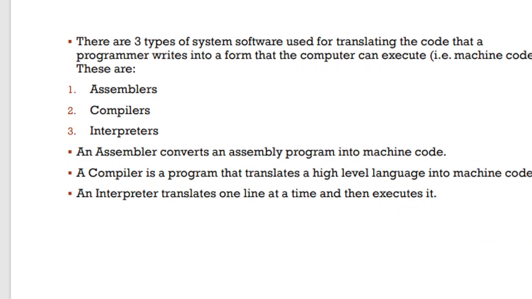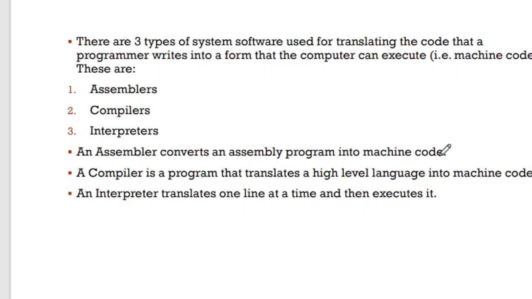Next, coming to the translators. So till now we have seen language translators. Why do we need these language translators? In order to convert between low level language and high level language. What is low level language and what is high level language? Now we have to know about the three translators: assemblers, compilers and interpreters.